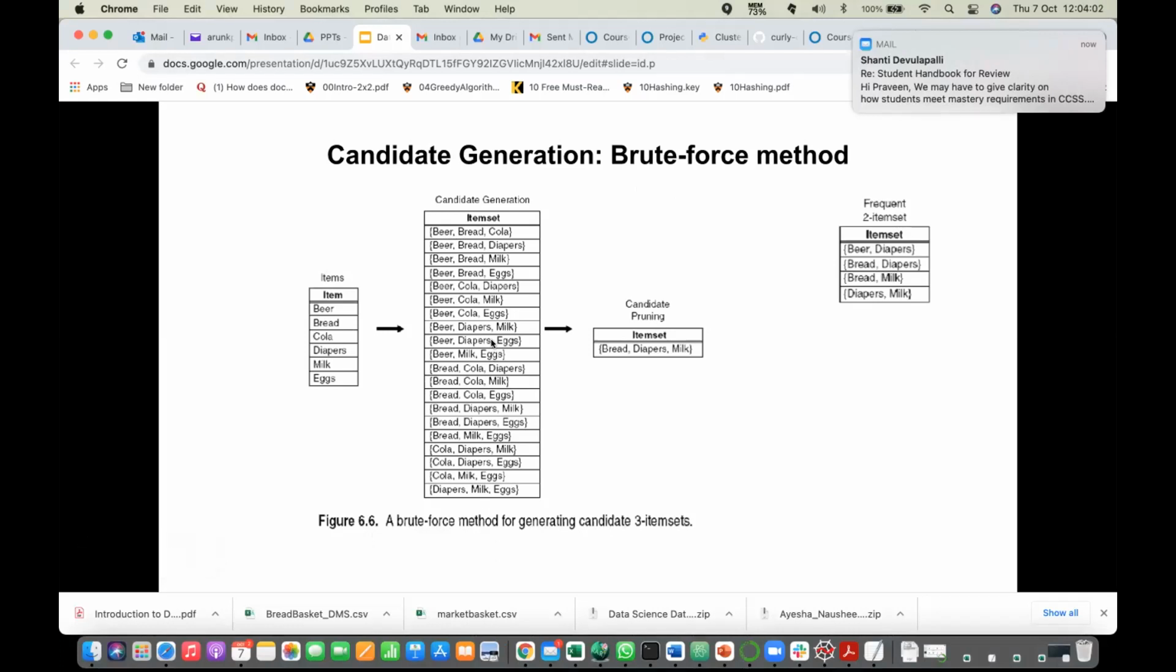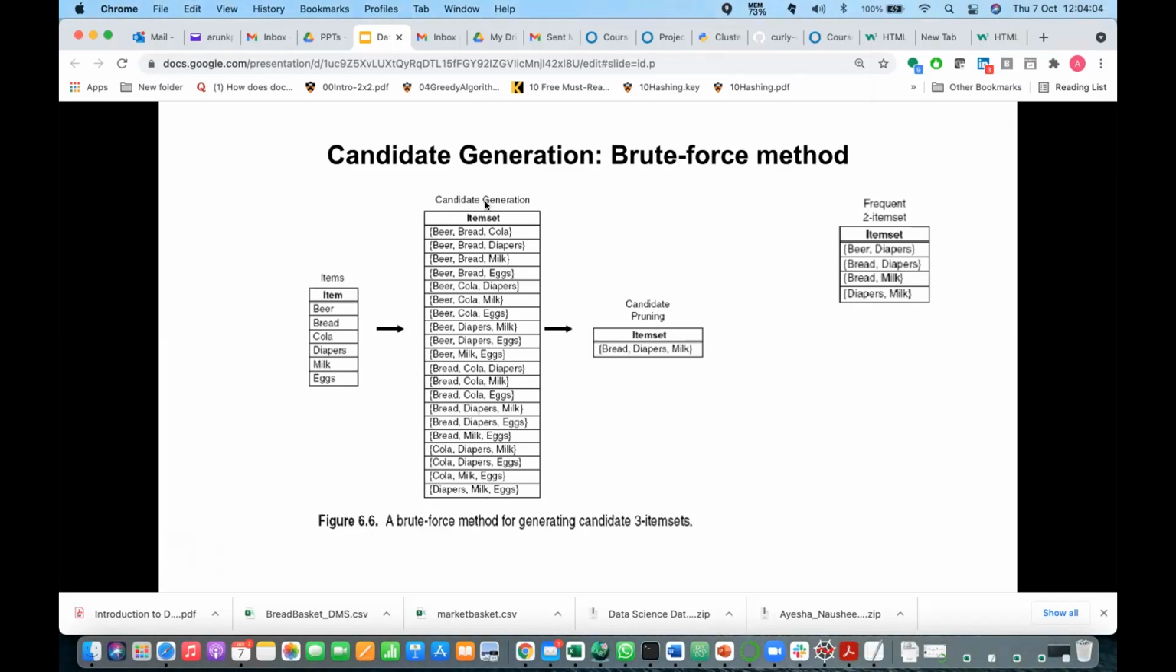Okay, so in candidate generation, if you take the brute force approach with all three-item combinations, 6C3 will come. What is the value of 6C3? It is 6 into 5 into 4 by 1 into 2 into 3, which is 20. So this will have 20 elements.